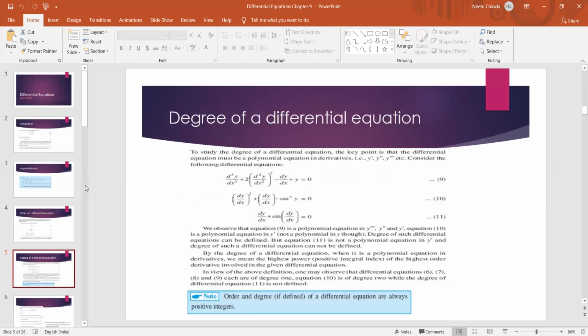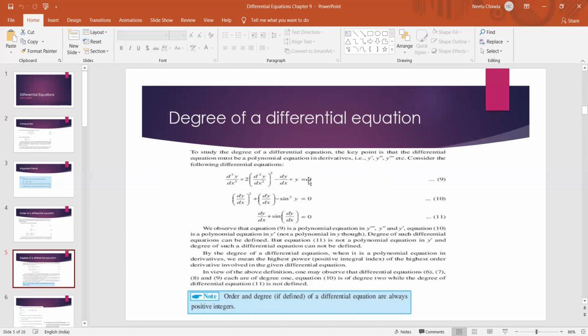But equation number 11 is not a polynomial equation in y dash, and the degree of such a differential equation cannot be defined. If I write this in the form of a polynomial, y plus sine y is equal to 0, that will also not be a proper polynomial. So for any differential equation, you have to consider whether, if I replace dy by dx with y or x, it will be a polynomial or not. If the answer is yes, then it is a proper differential equation. If the answer is no, then you can easily say that it is not a proper differential equation.